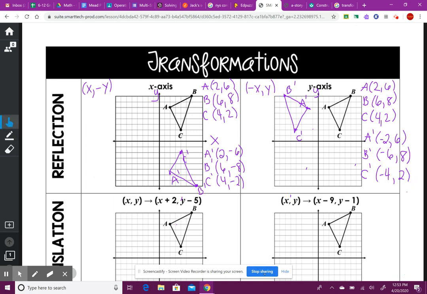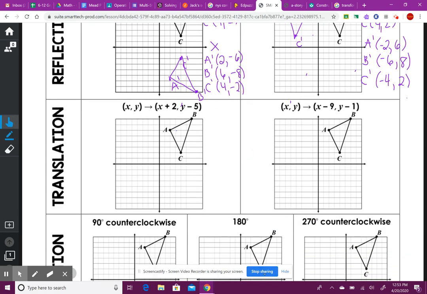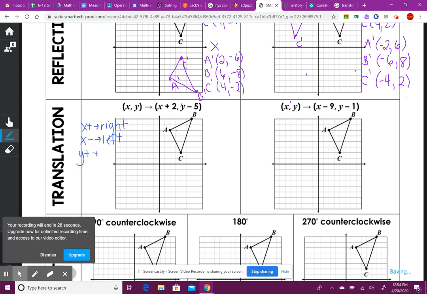Now let's take a look at translations. Okay, we might have forgotten a little bit about what the plus and the minus mean. So if it's a plus, you think about a number line. If you're adding to the number line, you're going to the right on the number line. So if you have x plus, that means we're going to the right. If you have x minus, you're going to the left. If we have y plus, I think of going up here. So this would be up, and y minus would be going down.